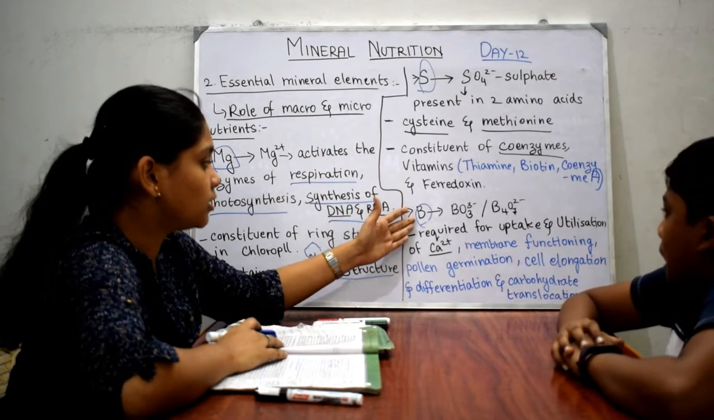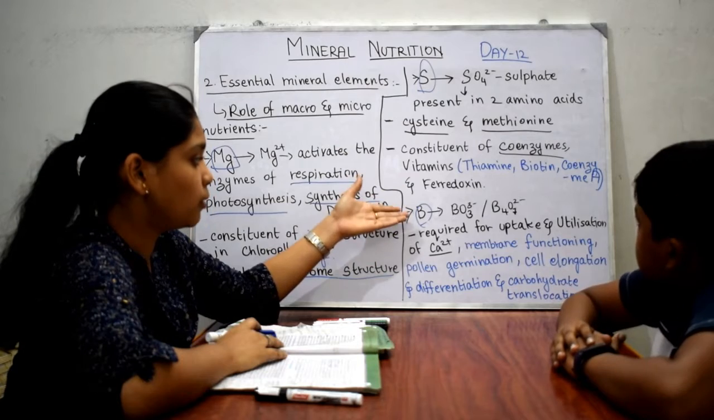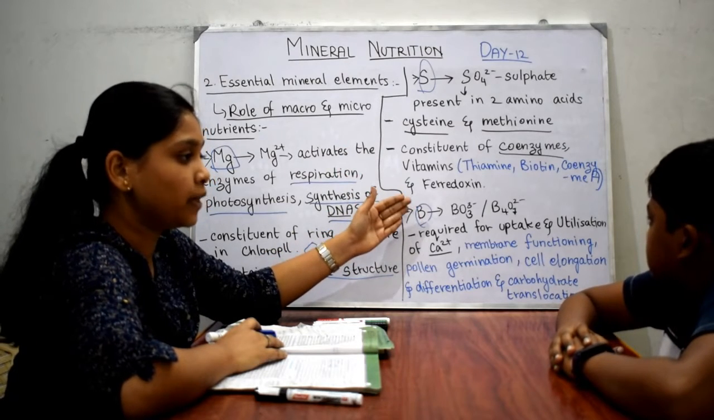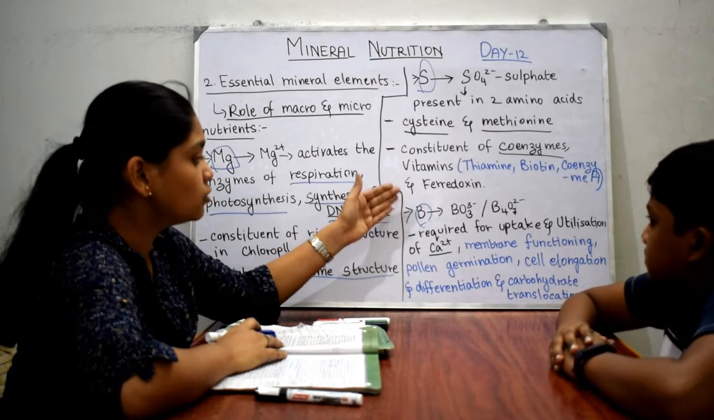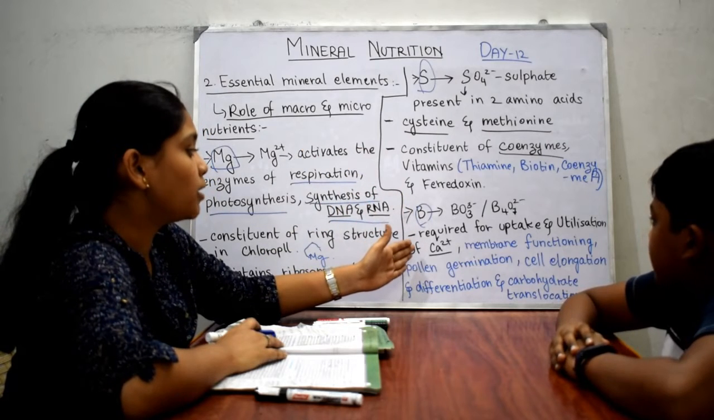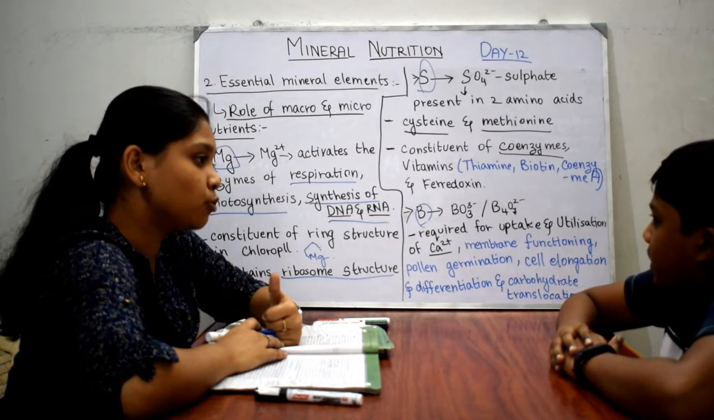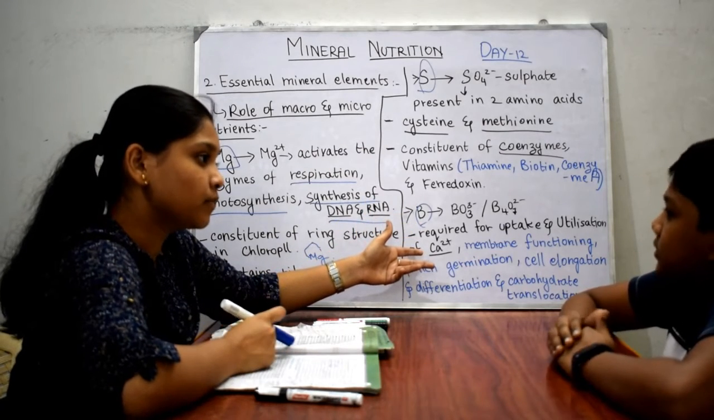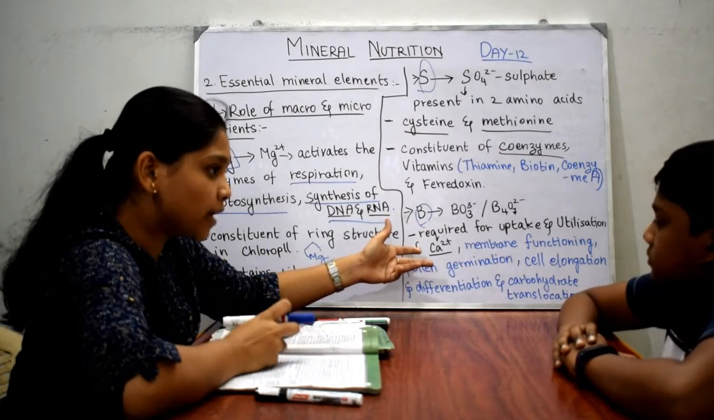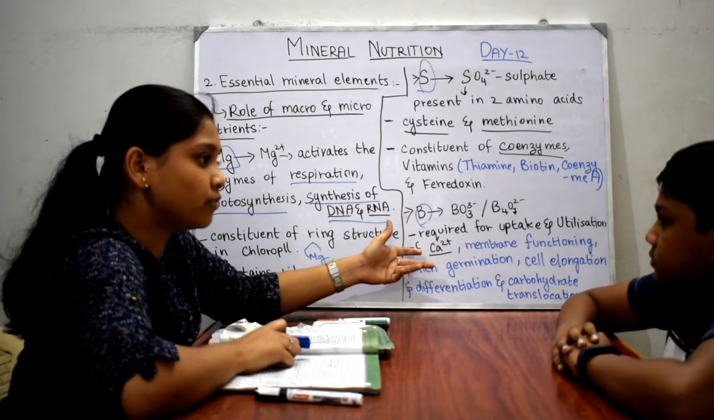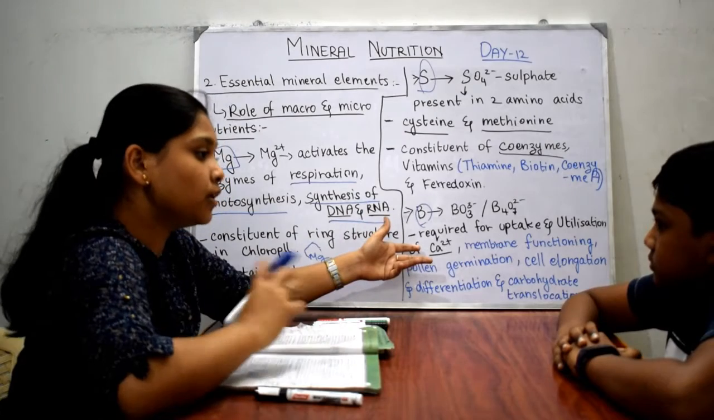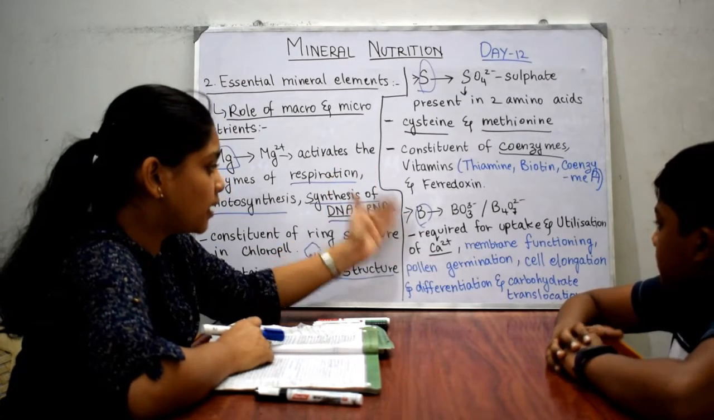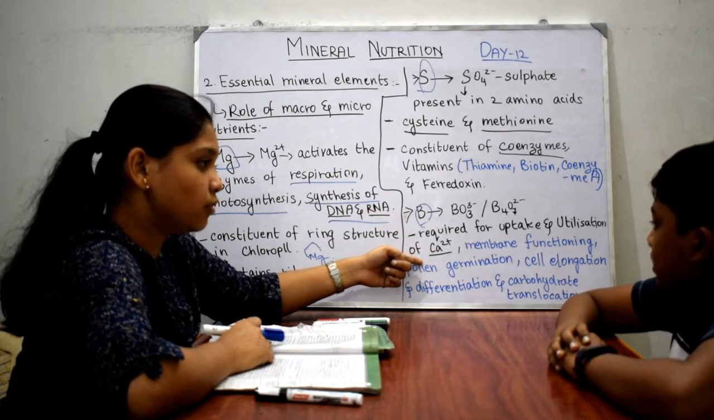Boron is absorbed as BO3 3-, or B4O7 2- in the borate form. It is required for uptake and utilization of calcium 2+. If boron is not there, the plants cannot absorb calcium. In order to absorb calcium, the plants need boron first. Only if boron is present can the plants absorb calcium.